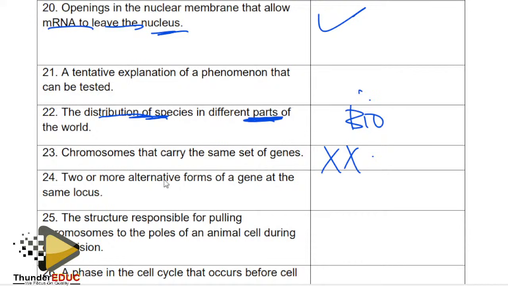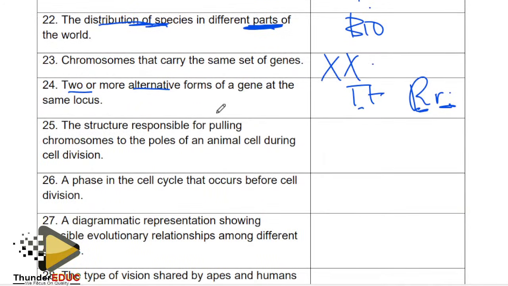They're saying two or more alternative forms of a gene at the same locus. What does it mean? It means that either this or this, for example capital R, small r, something like that. We call them alleles. The structure responsible for pulling the chromosomes to opposite poles of an animal cell.